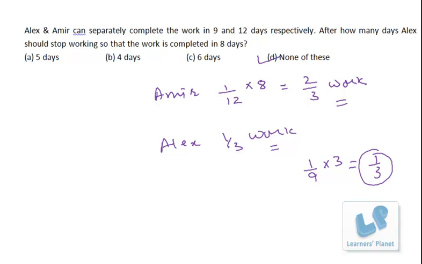Friends, you can do this problem even mentally. The work which I have shown here is very simple and can be calculated mentally. Amir is doing the work for the entire 8 days. His per day capacity is 1 by 12, so if he's working for 8 days, he might have done 8 by 12, that is 2/3 of the work. That means only 1/3 of the work has been done by Alex, and the capacity of Alex is 1 by 9 work per day. That means to do 1 by 3 work, he will take 3 days. Quite simple.